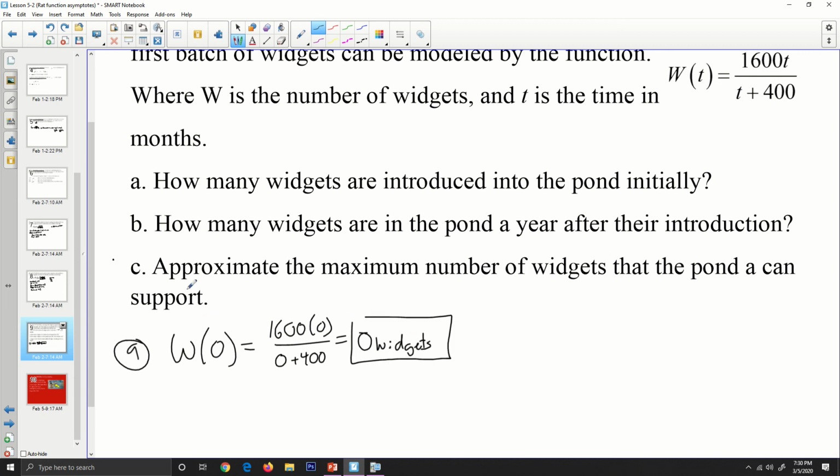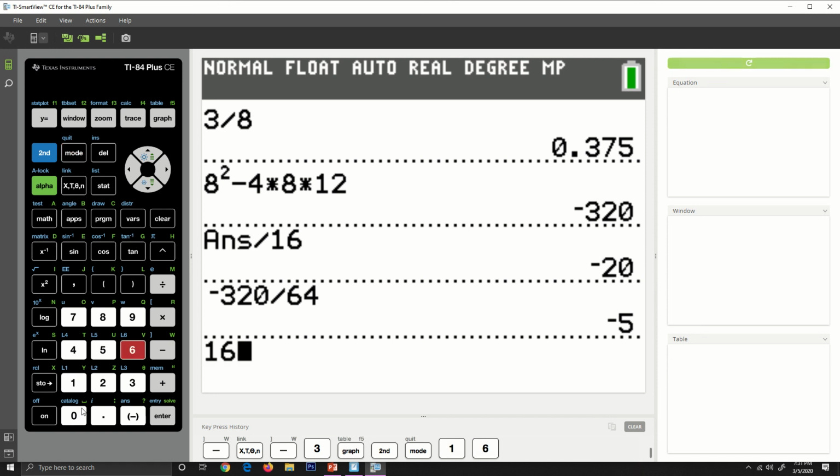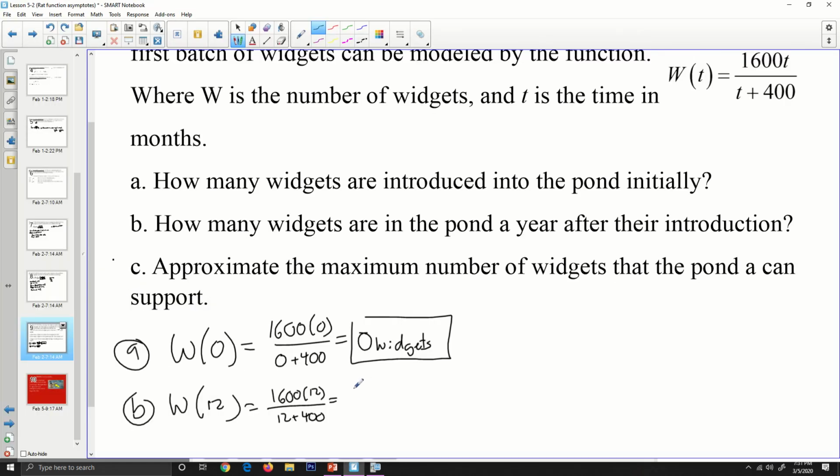That's okay. How many widgets are in the pond a year after the production? t is the time in months. So since t is the time in months and we want 1 year, it will be w of 12 equals 1600 times 12 over 12 plus 400. We'll calculate that real quick. 1600 times 12 divided by 412. I can do that in my head. And so we get 47-ish widgets.